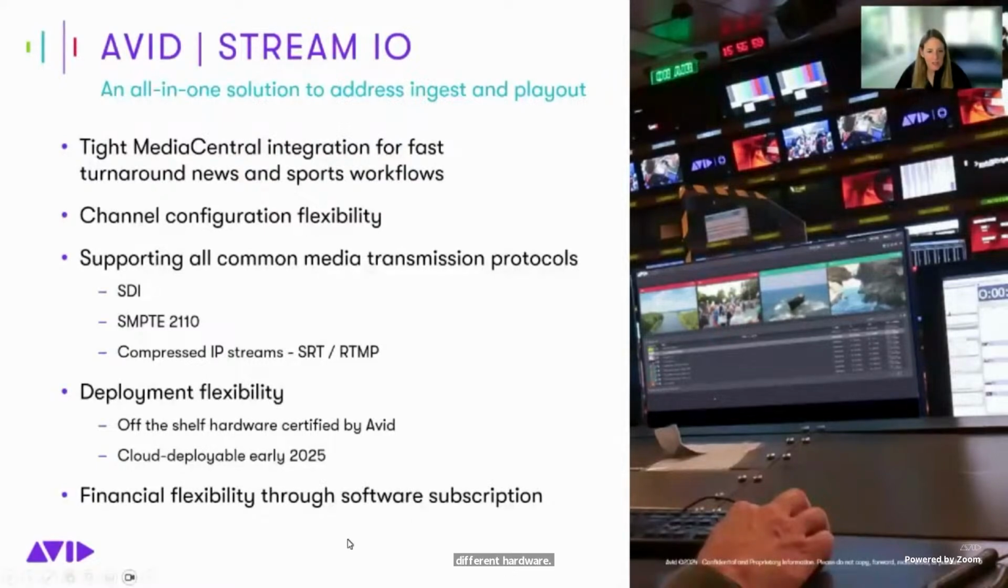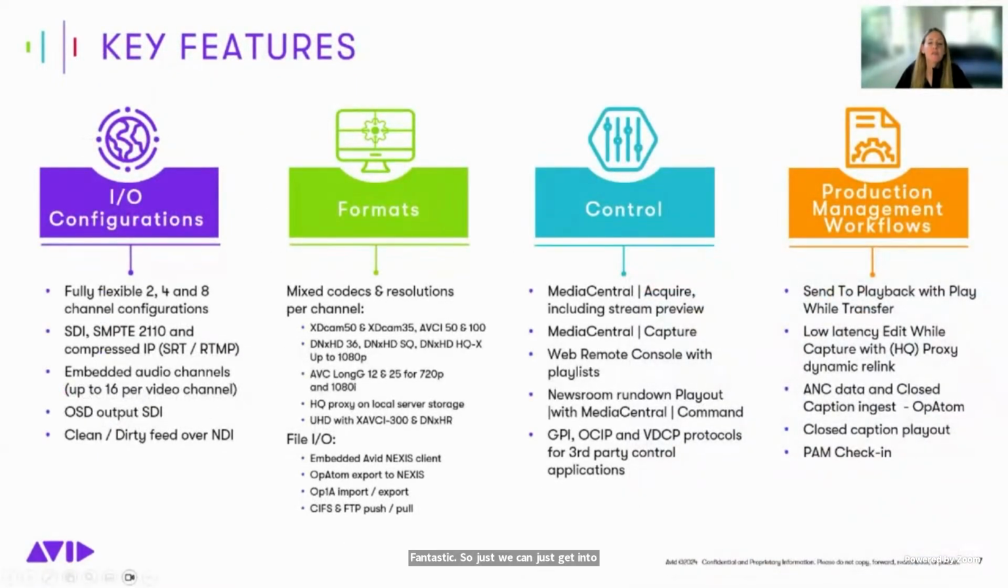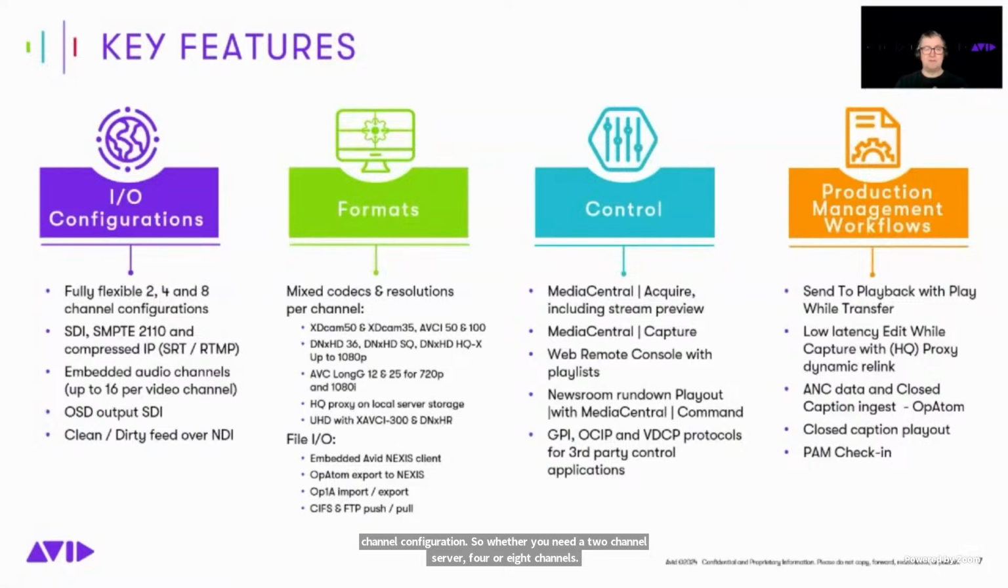Fantastic. So we can just get into a little bit more detail about some of the key features in Avid Stream I/O. Sure. So as I just mentioned, we've got a flexible channel configuration. So whether you need a 2-channel server, 4 or 8 channels, you can have this combination on the hardware that we've certified. You have the option of SDI, 2110, and SRT, and you can freely transition between these on the same hardware. You just need to change the video I/O interface to do this. We also have clean and dirty feeds available over NDI, so you can have this available within the gallery without using up outputs from your system.